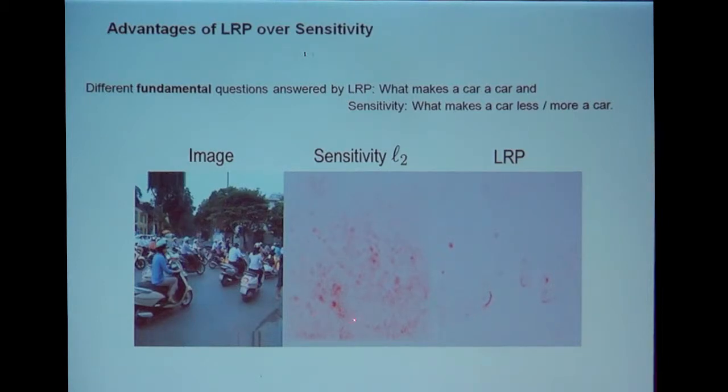So here you see, for example, that there's a lot of stuff where there's no scooter at all. It's just the street. And of course, it makes some sense. If you change a pixel there on the street, it's most likely to become a scooter then, okay? That's an important point. LRP will discover different things: the tires, sometimes a bit of the helmet, and so on. LRP asks the question, what makes this scooter a scooter? Okay, so that's a different story.